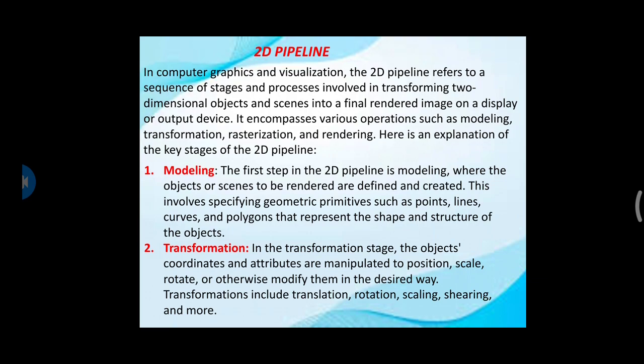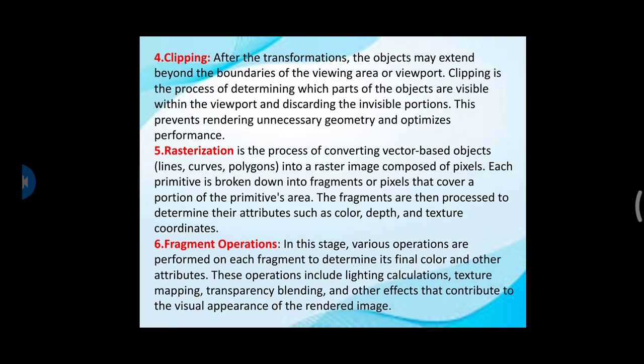Transformation. In the transformation stage, the object's coordinates and attributes are manipulated to position, scale, rotate, or otherwise modify them in the desired way. Transformations include translation, rotation, scaling, shearing, and more.